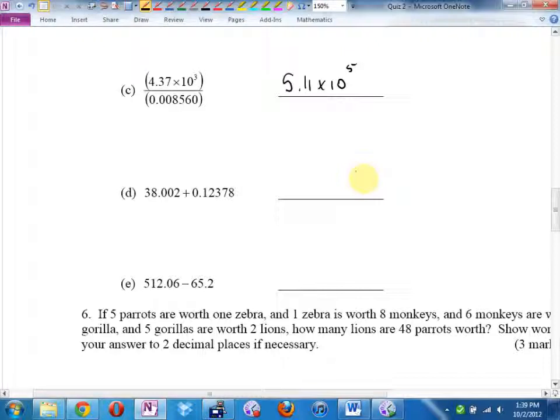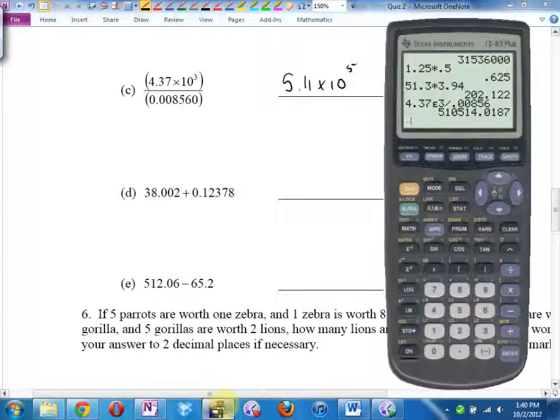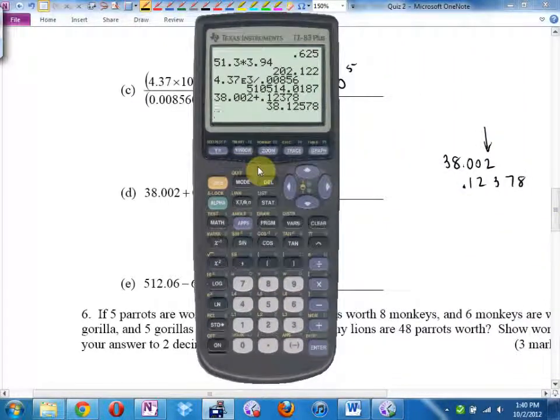Adding and subtracting, the tougher of the two operations. I'm going to rewrite it vertically, 38.002 and 0.12378. I am going to end up rounding off to this column right here. 38.123, oh, that's a 2, plus 0.12378. I get 38.12, I'm going to round off to the third decimal place. I'm going to get 38.126.